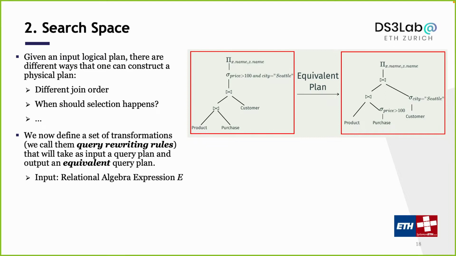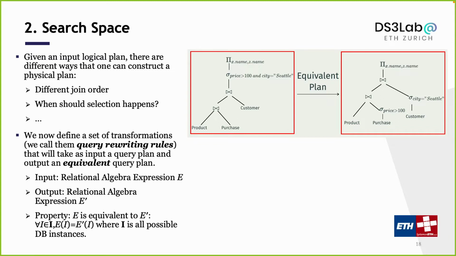Essentially, the input of a transformation is a relational algebra expression E, and the output is E prime. The contract we have by applying that transformation is that E prime and E are going to be equivalent. What do we mean by that? By being equivalent, it means that if you give me any database instance, and you run E prime, the result will be the same. So this is what we mean by something being equivalent.